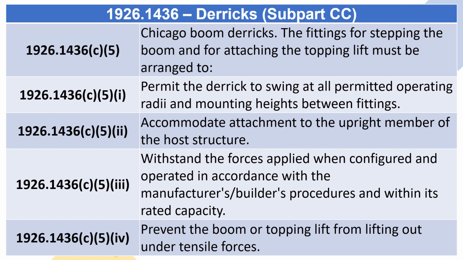1926.1436 C5 Chicago boom derricks. The fittings for stepping the boom and for attaching the topping lift must be arranged to: 1926.1436 C5(i) through C5(iv) permit the derrick to swing at all permitted operating radii and mounting heights between fittings; accommodate attachment to the upright member of the host structure; withstand the forces applied when configured and operated in accordance with the manufacturer's/builder's procedures and within its rated capacity; prevent the boom or topping lift from lifting out under tensile forces.